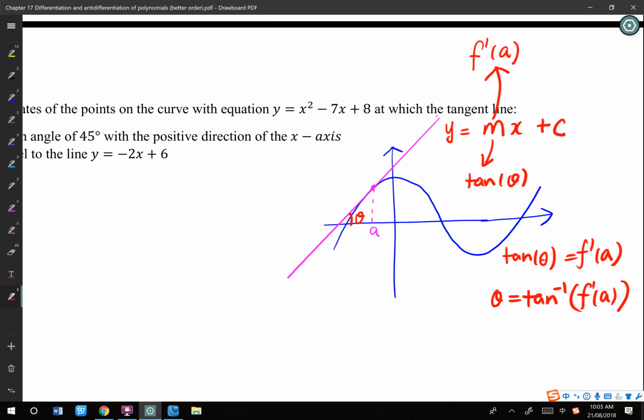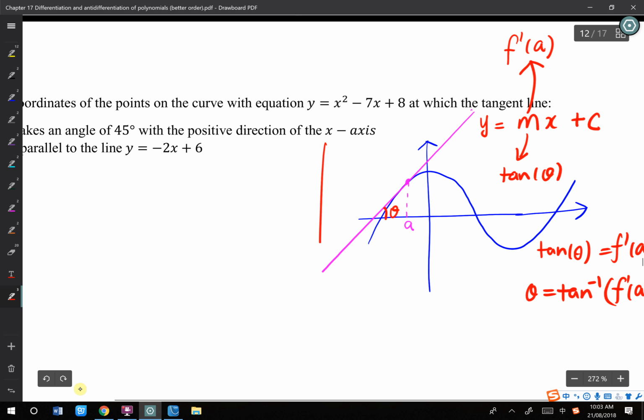You can put that into the calculator and you will work out the angles. Sometimes it will ask you what's the gradient, what's the angle made with the x-axis and the tangent, and that's how you work that out. It's nothing related to this example here, but that's just something you need to know. It's a separate question.